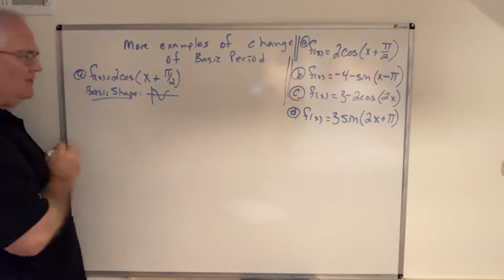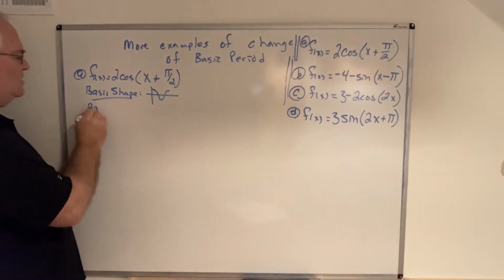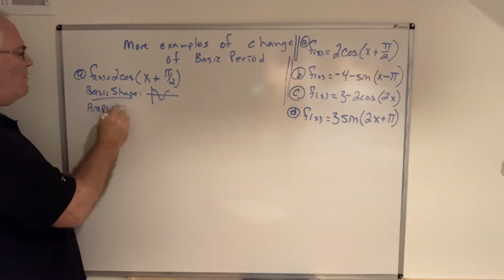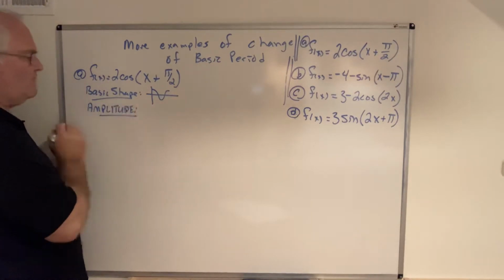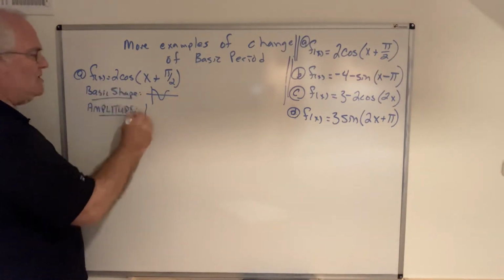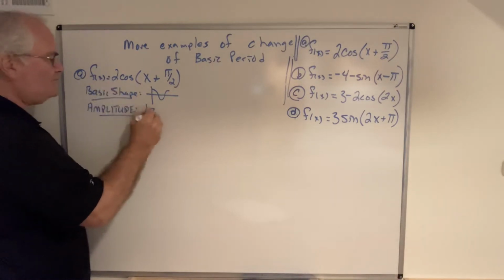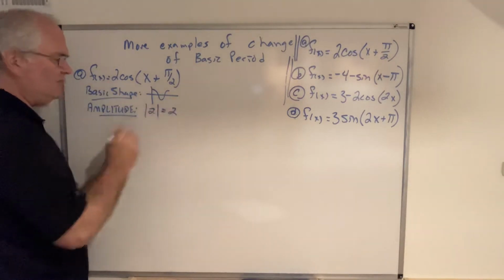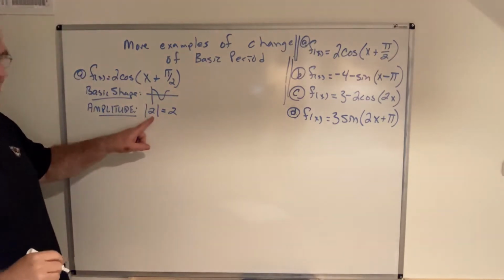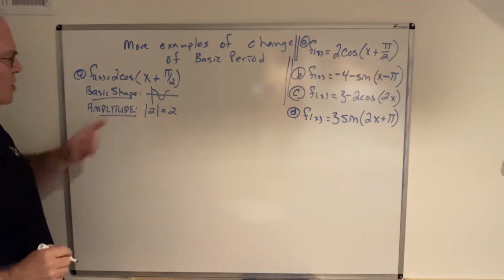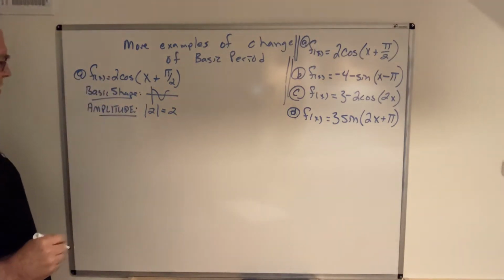Positive cosine looks like this. What is the amplitude? The amplitude is the absolute value. Make sure you include the absolute value. If you wish to simplify, that's wonderful. If you don't, that's fine too. The amplitude is 2. It's actually the absolute value of 2.